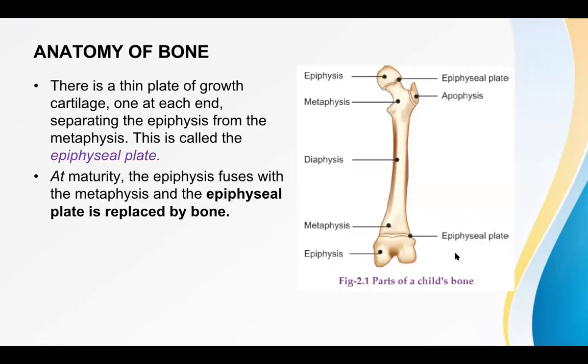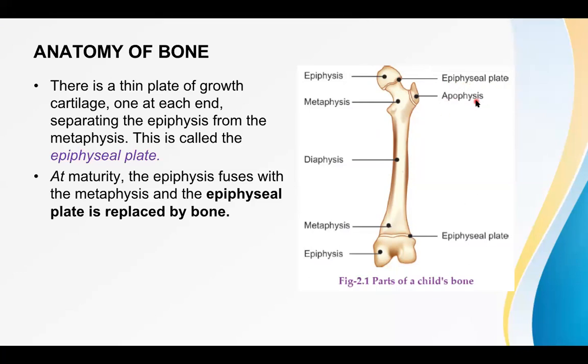Another important point you need to know is, what do you mean by epiphyseal plate of cartilage, or simply epiphyseal plate? Now look at this picture here. This is epiphysis, this is metaphysis, this is diaphysis. This is also epiphysis, because these are the two ends of the bone in a child. Now this main shaft is called diaphysis. The middle area between epiphysis and diaphysis is the metaphysis. This metaphysis is considered the growing part of the bone. And in between this metaphysis and epiphysis, there is a small cartilage plate, which is called epiphyseal plate of cartilage, or you can simply call it epiphyseal plate as well.